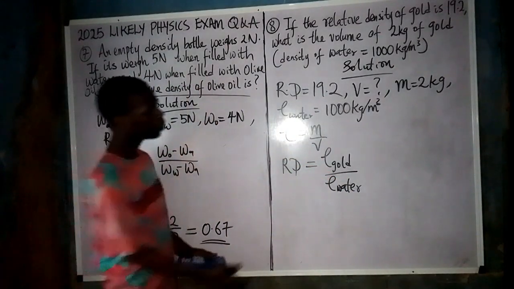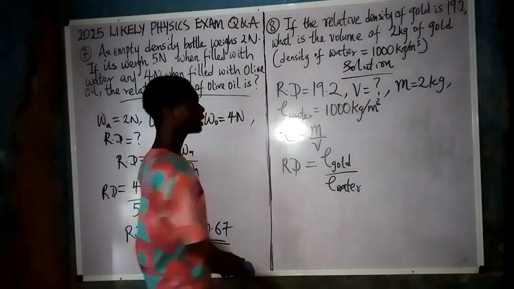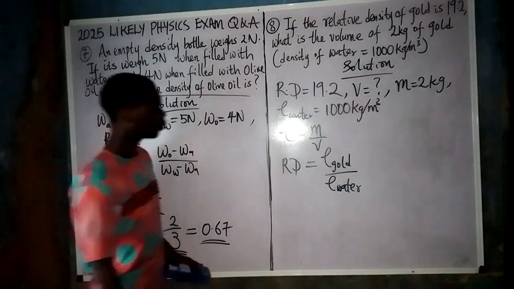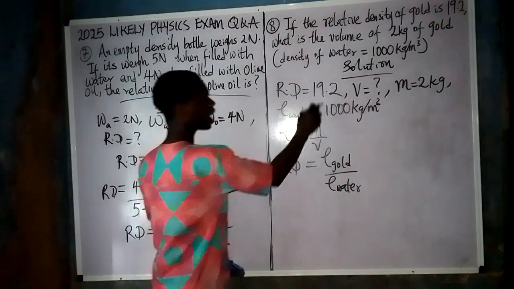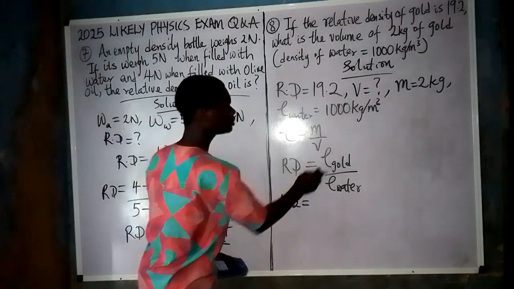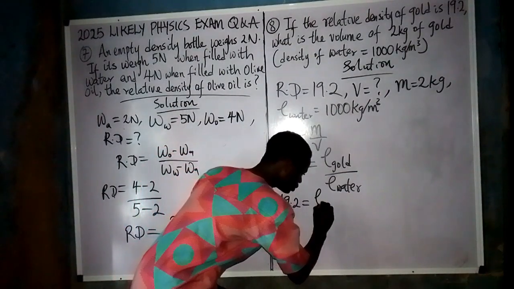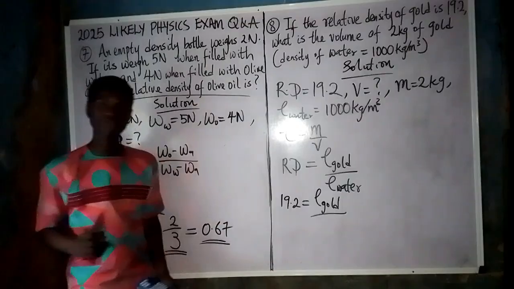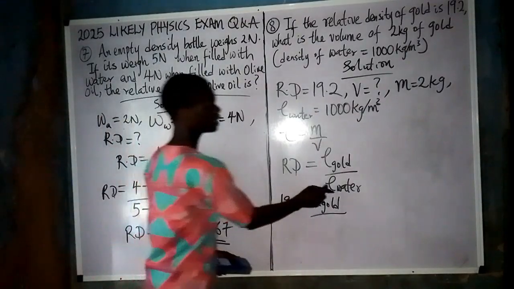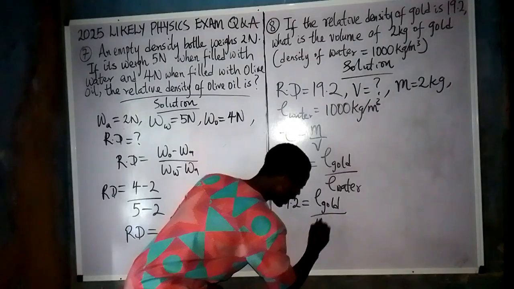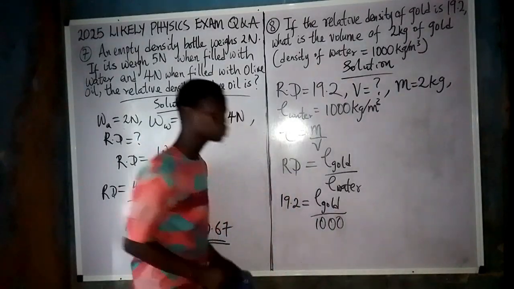Okay, so once we are able to get our P gold, we can then fall back to this formula and solve with it. Now, what is ROD of gold? ROD of gold is 19.2. Is equals to, what is P of gold? P of gold is unknown. Okay, that is the density of gold is unknown. Now, what is the density of water as given in the question? They said is what? 1000. So let's cross multiply.